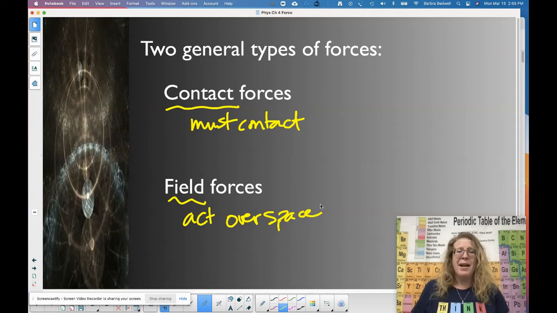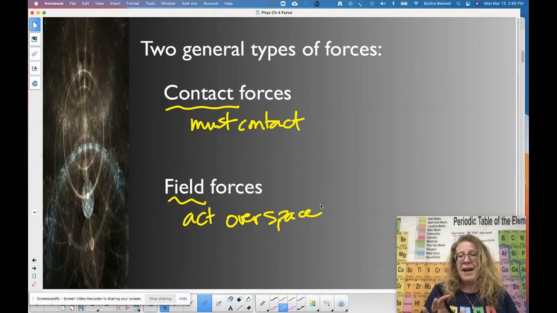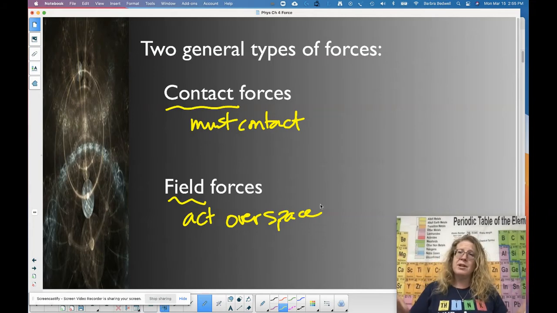Think magnets, right? Magnets can exert a force on something. They can cause something to be either attracted to it or pushed away from it, and they don't have to be touching each other. That's a field force. So contact forces require contact. Field forces exert some sort of push or pull over this sort of nebulous concept of a field. There's a space around that particular object through which they can exert their influence, so to speak. Contact, you've got to be touching it.